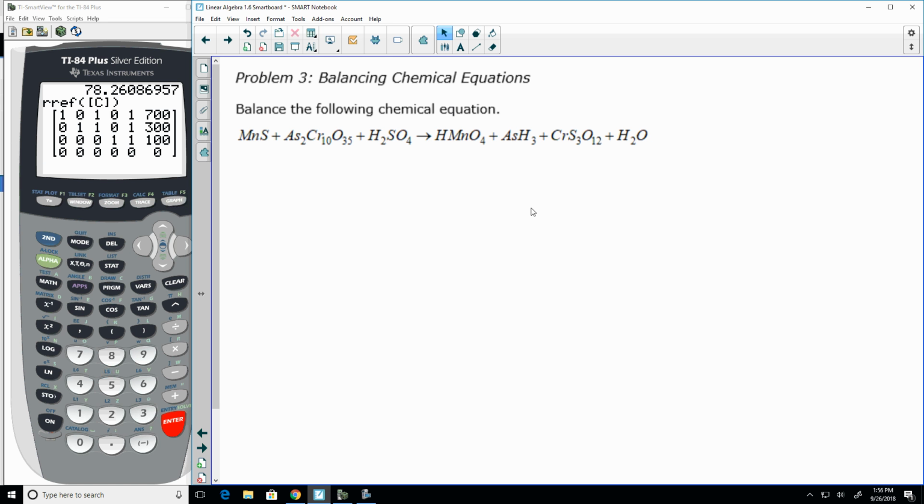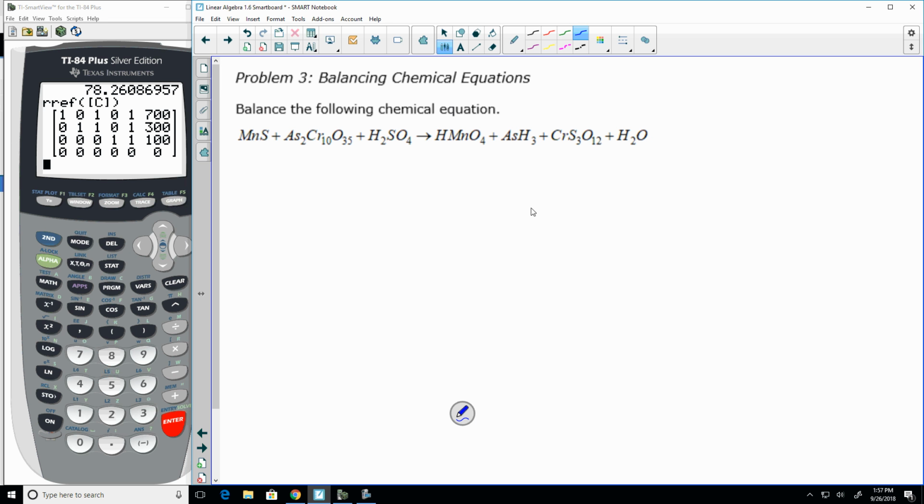So we're going to take each molecule and write a vector for it. The vector is going to be how many of each element is in that molecule. Okay? So we're going to start with this one. Mn is manganese, S is sulfur. But we have to include all the other elements that are in here. So the other elements are arsenic, chromium, oxygen, and hydrogen.